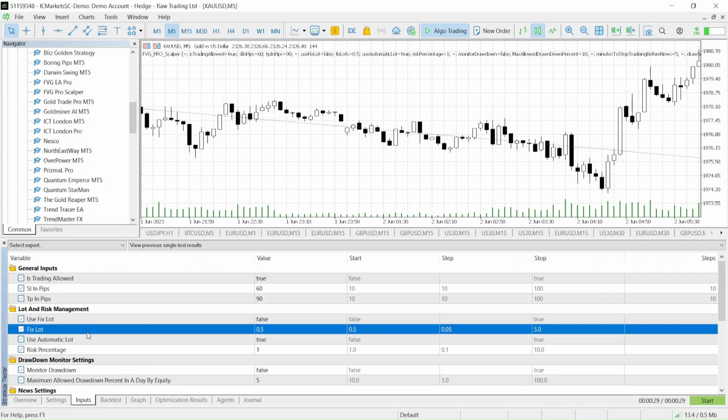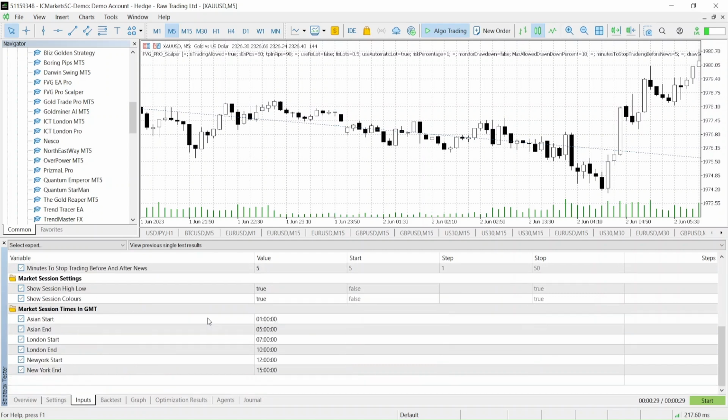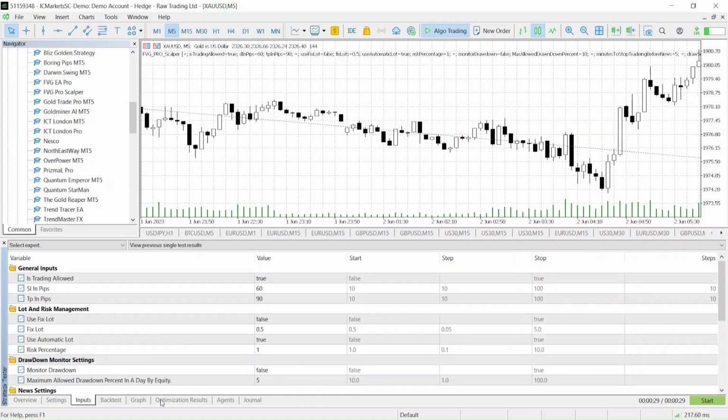Another great feature is the fixed lot system, or you can use it to risk a percentage. So if there is a $1,000 account and you want to risk 1%, then it is only going to risk $10, and it will automatically calculate and adjust its position. Another great feature is the Asian session and London session.